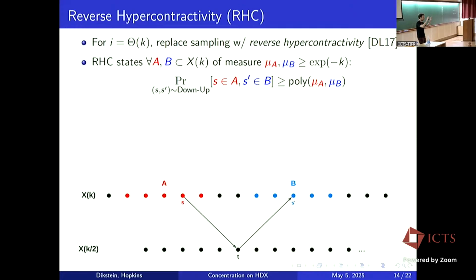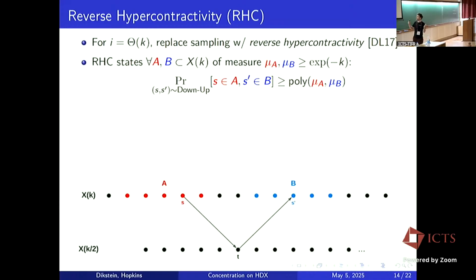So take some collections of hyperedges that have at least noticeable measure, that have measure more than like 2 to the minus k. The probability across these pairs S, S prime drawn from the down-up walk that I move between A and B, the first guy lands in A, and the second guy lands in B, should be at least some polynomial in their measure, the product of their measure.